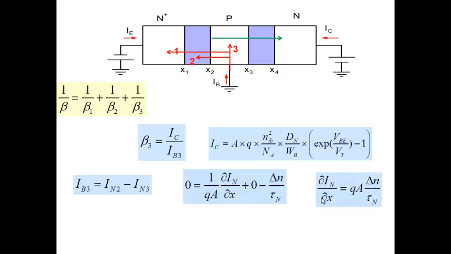So we get del IN by del X is QA delta N by tau N. So this equation comes here, and then you integrate from x2 to x3, and therefore you get IB3, which is IN2 minus IN3. QA over tau N comes here, and basically the integral of delta N from x2 to x3. So all I need to do is integrate my charge from here to here, and from there I will get the IB3. So that's how one gets that.